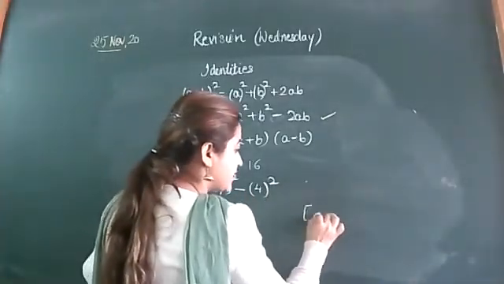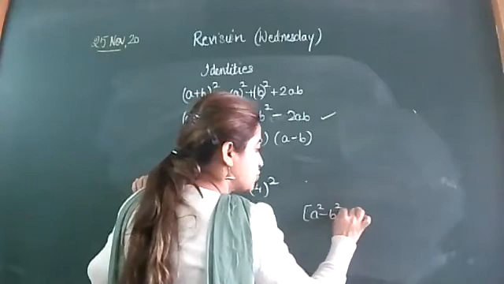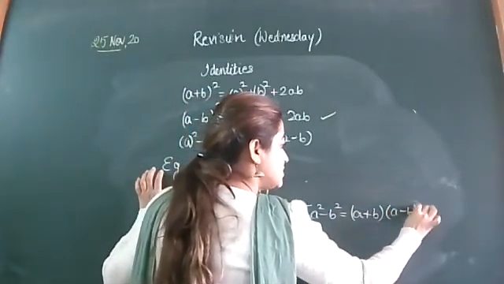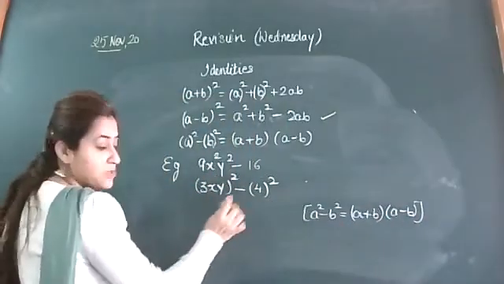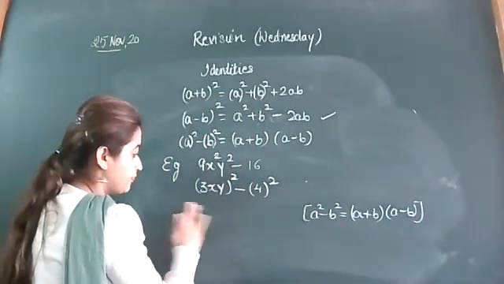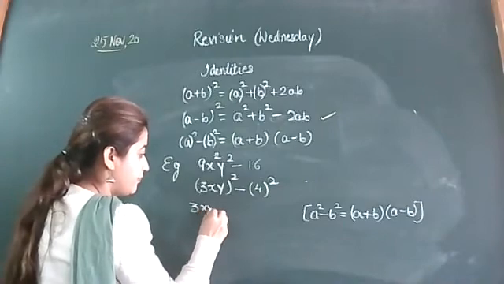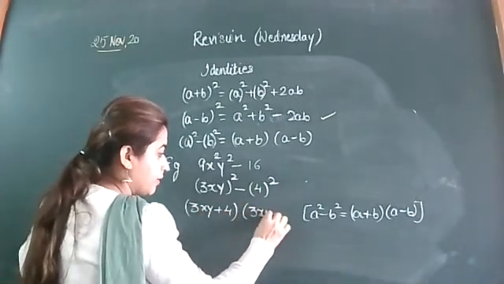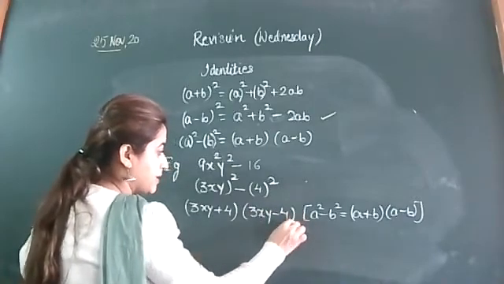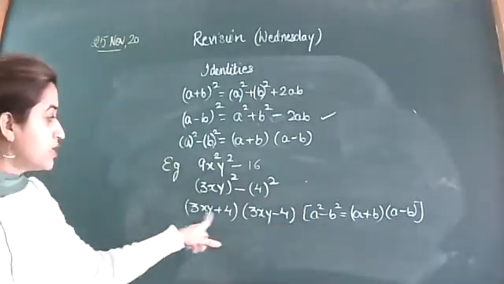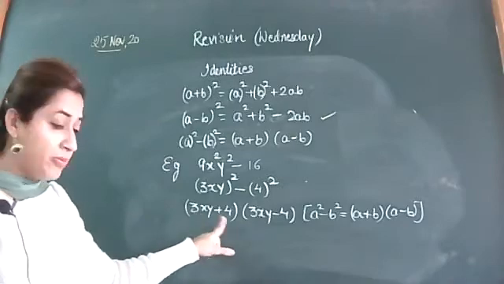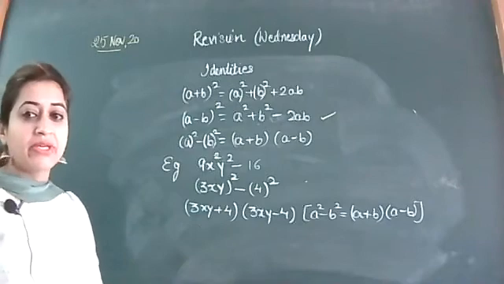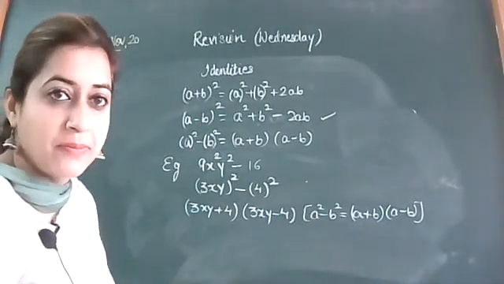Let's write the identity here. A square minus b square is equal to a plus b, a minus b. This is your a square minus b square. So a plus b, a minus b. And make sure that nothing should be common there. If a common number is there, you have to take it common at the end. Otherwise, there will be a deduction of half marks.